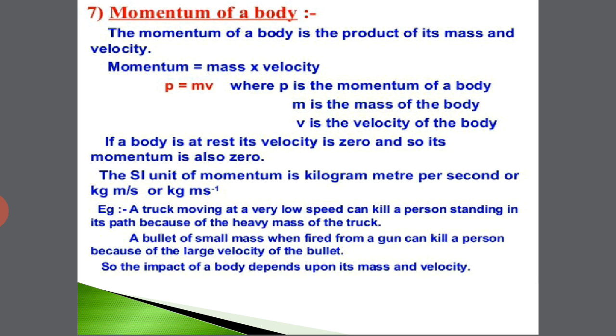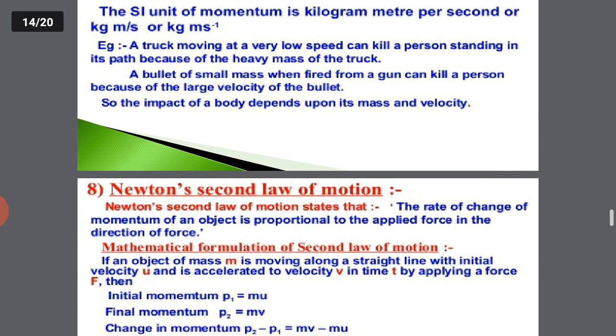A truck moving at a low speed can kill a person standing in its path because of the heavy mass of the truck. A bullet of small mass, when fired from a gun, can kill a person because of its large velocity. So, the impact of a body depends upon its mass and velocity. Got it? Clear from these two examples?